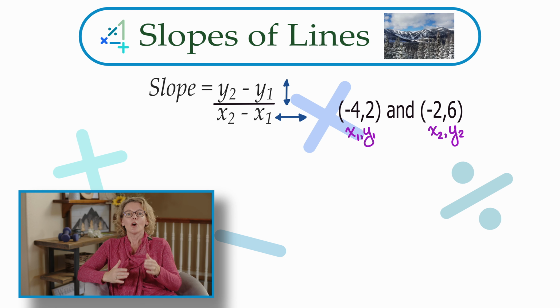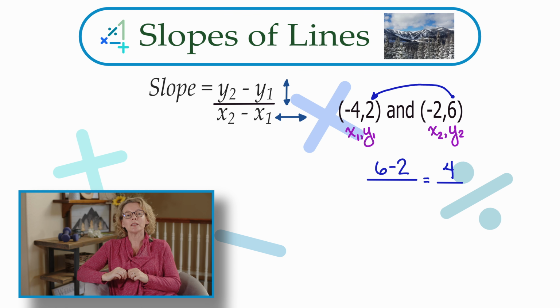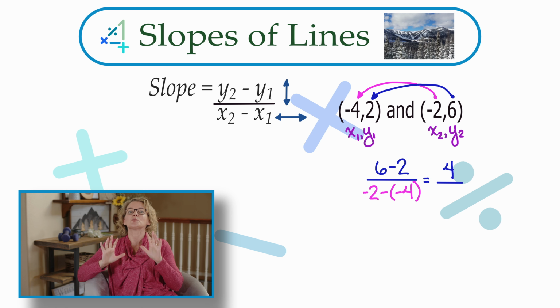Subtract the y's first. y2 minus y1. I like to do a rainbow from the y2 to the other y1, and I remember to start farther back. For our example, we have 6 minus 2 equals 4. That is our rise that goes on top. Next, subtract the x's, x2 minus x1. Rainbow again, starting backwards. Negative 2 minus negative 4 is really negative 2 plus 4, which equals 2. That's the run, and it goes on the bottom.